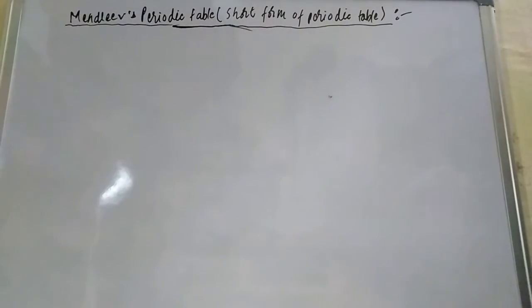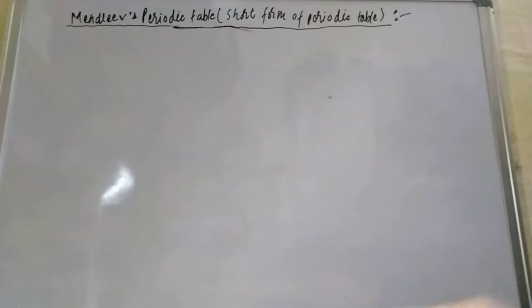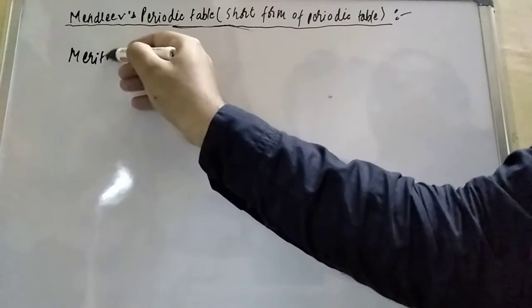So we will study the merits of Mendeleev periodic table. When you talk about the merits, its merits are immense, student, in the discovery of new elements. Okay, because Mendeleev left free space, vacant space, for the elements which were not discovered. Okay, and he gave the names also. Let us see the merits.